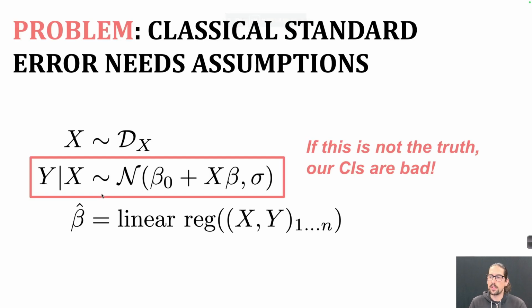Now the problem is that all of that is bullshit, because if those three assumptions are not satisfied, which they never are, then the confidence intervals we get are bad.